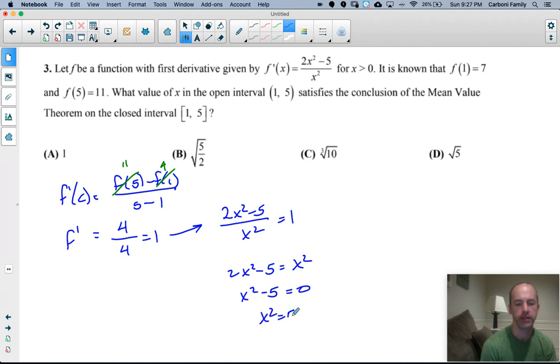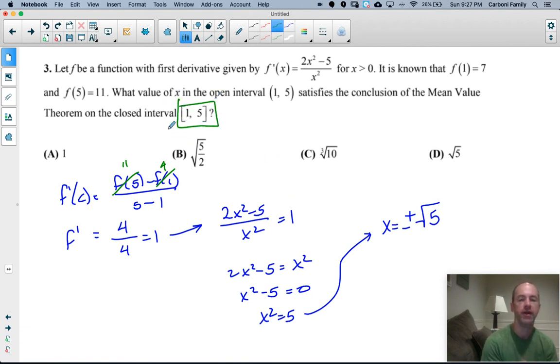X squared is 5, and we actually get a solution algebraically of x equals plus or minus the square root of 5. And I'm kind of disappointed that they don't have the negative square root of 5 on here. But the reason we disregard the negative is because we are on the interval 1 to 5. So make sure that if you do happen to get multiple solutions algebraically for the setup, that you only choose the answer that is on the interval specified. And there are a couple of mean value theorem questions.